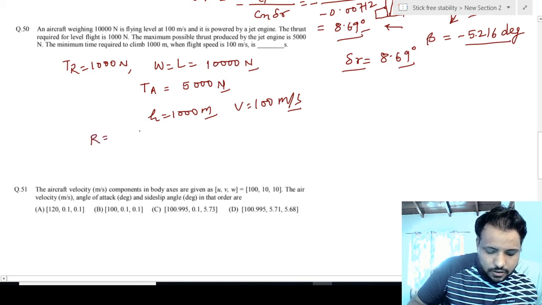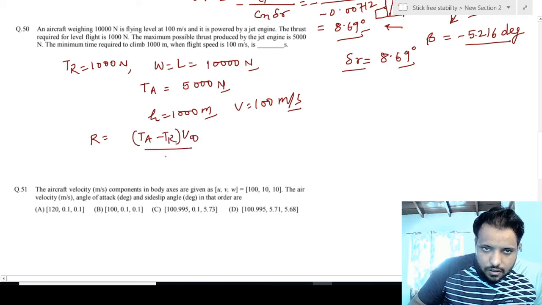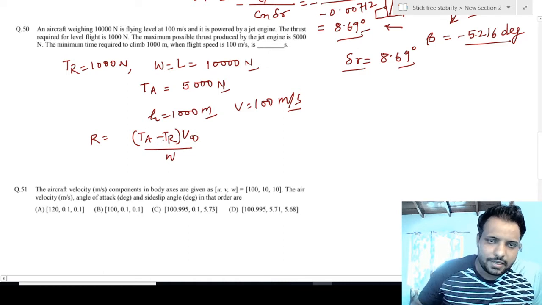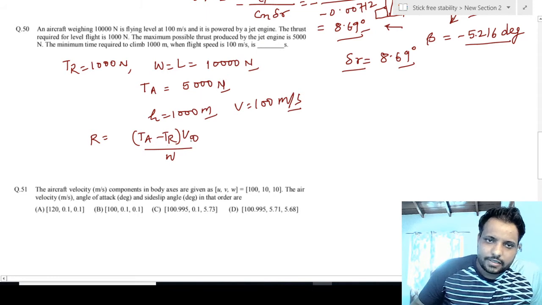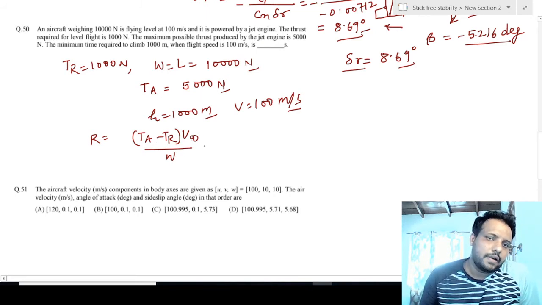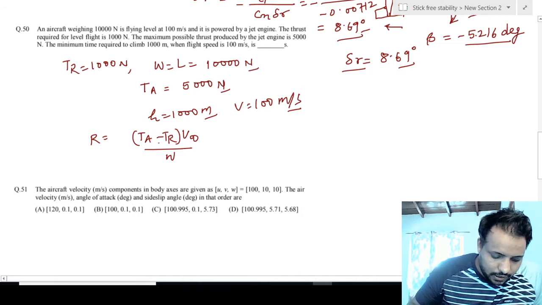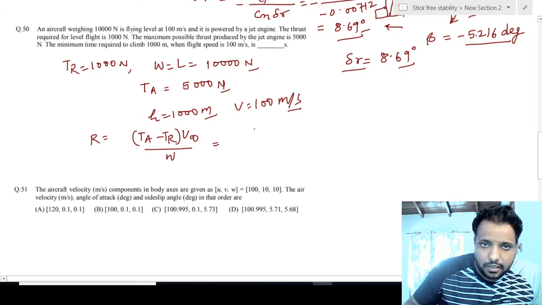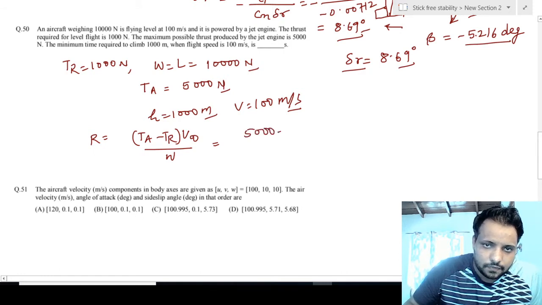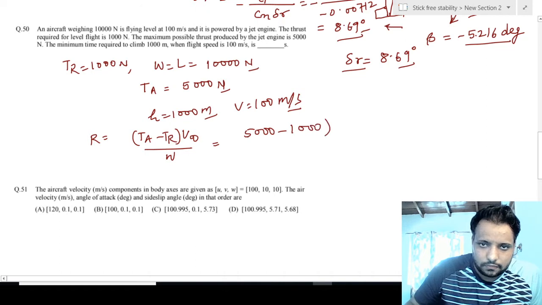R is equal to (TA minus TR) V infinity by W, whereas TA minus TR is excess thrust. Thrust available minus thrust required is called the excess thrust, multiplied with V infinity divided by W. So this gives us the rate of climb, and if I calculate the rate of climb from here, TA is 5000, TR is 1000, V is 100, W is 10,000.